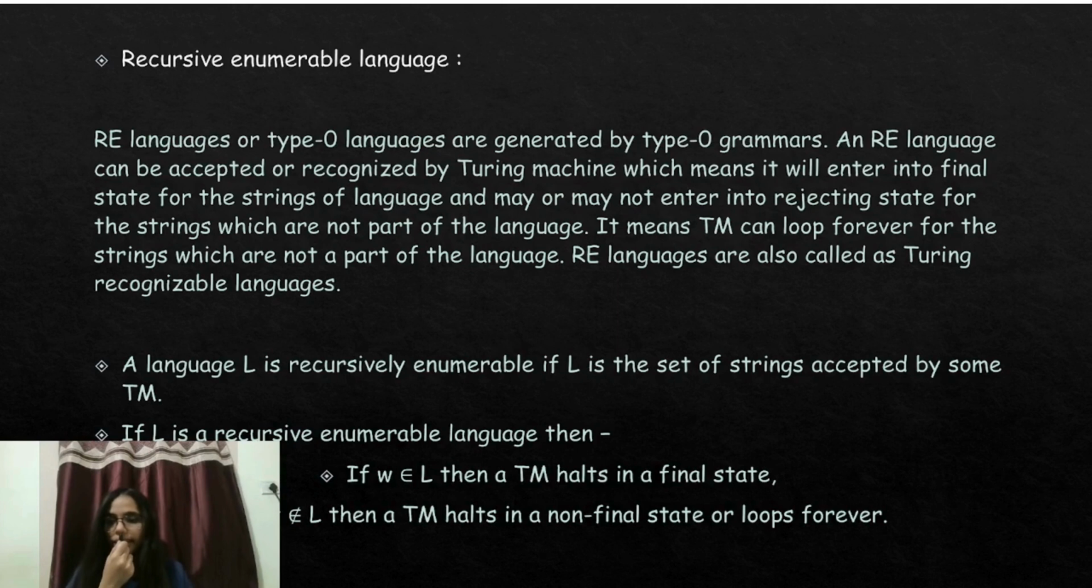A language L is recursive enumerable if L is the set of strings accepted by some Turing machine. If L is a recursive enumerable language, then if w belongs to L, the Turing machine halts in the final state. If w does not belong to L, then the Turing machine halts in a non-final state or loops forever. This is how a recursive enumerable language works.